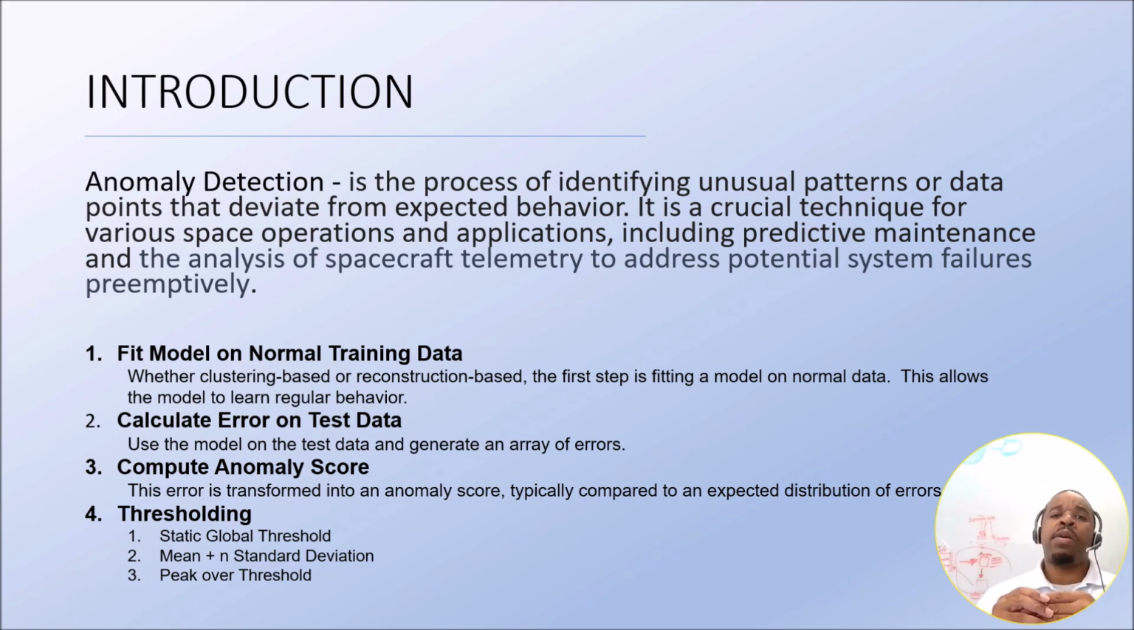There's three common methods of thresholding. That's static, a global threshold. So if it rises above this level, it's an anomaly. There's a mean plus n standard deviations. So if it's so many standard deviations away from a mean, it's classified as an anomaly. And there's a peak over threshold, where the threshold continually moves up whenever we have a peak in the data set. So anything that goes above that peak is an anomaly.